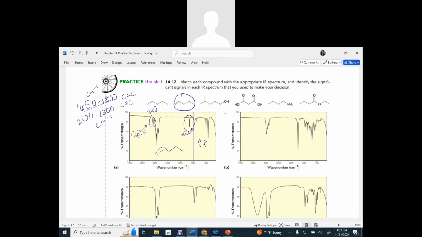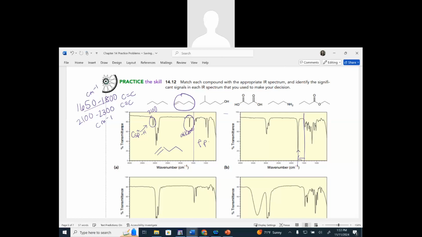Let's take a look at spectrum B. So once again, we'll draw that line around 1500, and we'll look to the left for any signals. So again, we'll look in the 1600 to 1850 range for double bonds, the 2100 to 2300 range for triple bonds. And what we see here is a strong signal between 1700 and 1800.